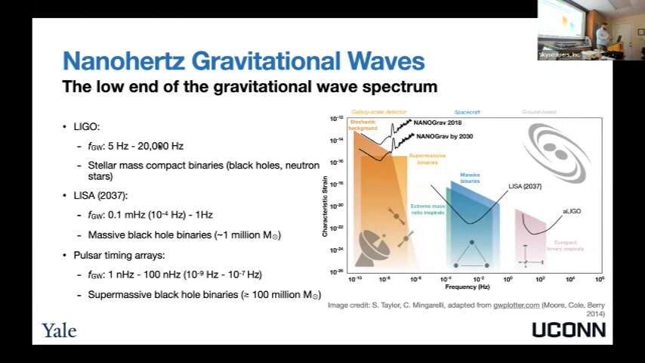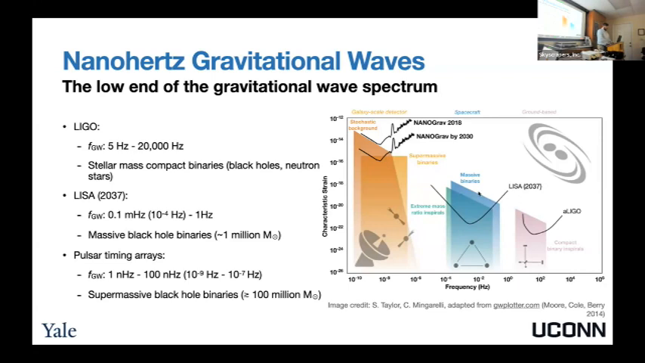LIGO is sensitive to frequencies from around 5 hertz to around 20,000 hertz, so 20 kilohertz. And as we said, it's sensitive to gravitational waves from stellar mass compact binaries. So these are either black hole binaries or neutron star binaries, or even a black hole neutron star binary system.